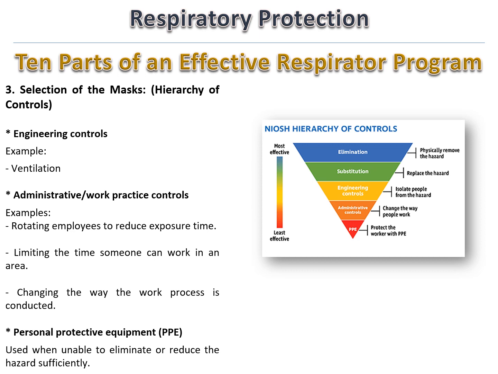Three. Selection of the masks, hierarchy of controls. Engineering controls, example, ventilation. Administrative/work practice controls, examples, rotating employees to reduce exposure time, limiting the time someone can work in an area, changing the way the work process is conducted. Personal protective equipment, PPE. Used when unable to eliminate or reduce the hazard sufficiently.